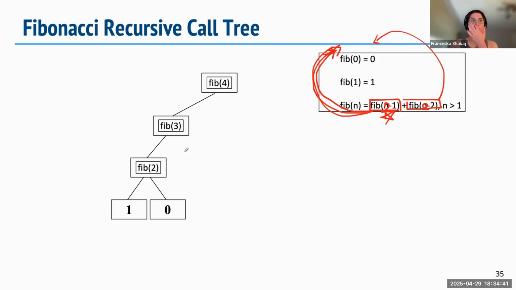So finally, for Fibonacci of 2, I have 1 for 2 minus 1, and 0 for 2 minus 2. 1 plus 0 is going to give me 1. So I'm combining them together. Finally, we know that Fibonacci of 2 now is 1.